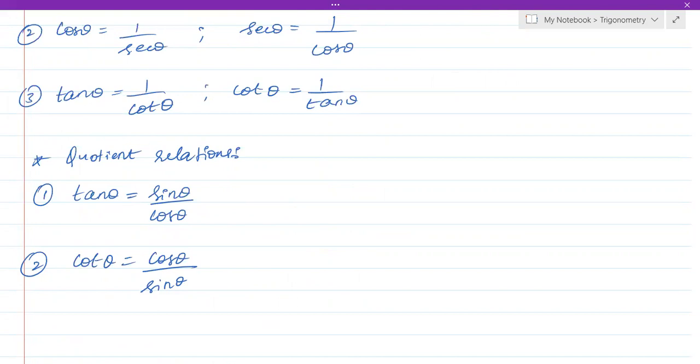So I hope you guys have understood. Trigonometry has many applications. One such application is heights and distances, which we'll be doing very soon. To solve those problems, we need to know the basics, which we have discussed in this video. I hope you guys have understood this. In the next video, we'll start with the problems.